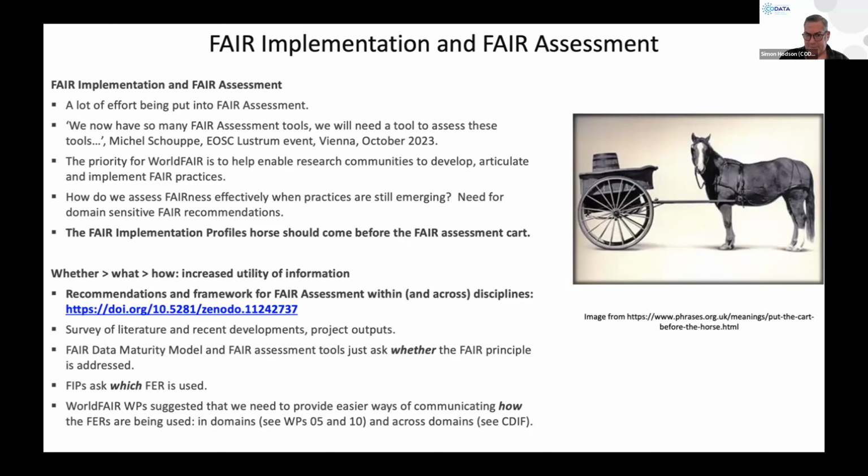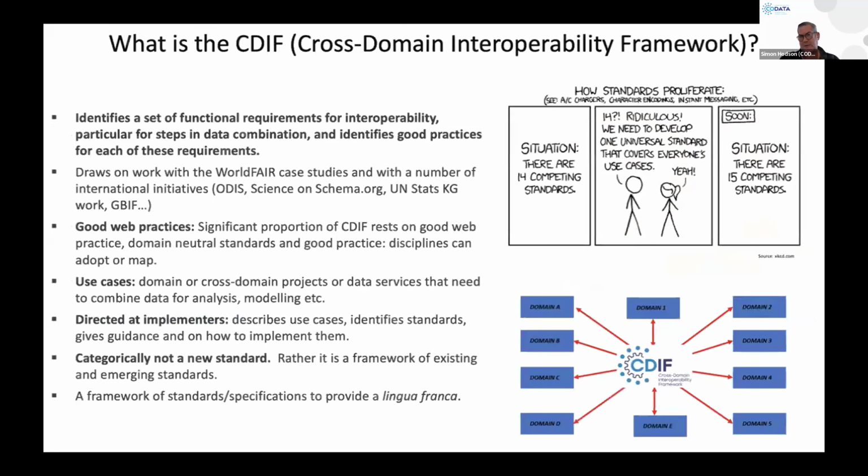So we have a shift from whether the FAIR principle is being addressed, to which FAIR enabling resource are you using? And we found furthermore that our case studies wanted guidance on how to implement the FAIR principles, precisely how to put the FAIR enabling resource into practice. So if we think about this ladder of extra guidance, I think we can move from basic FAIR assessment to FAIR implementation profiles to more specific guidance. And this is where the cross-domain interoperability framework comes in.